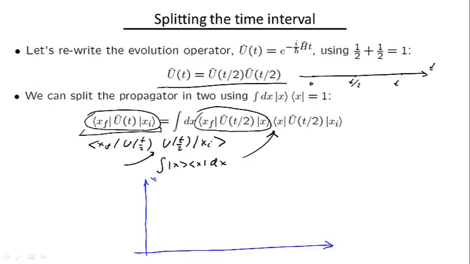So let's say this is my coordinate x, and this is time t. This is my 0 and final time t. This is going to be my xi and xf.